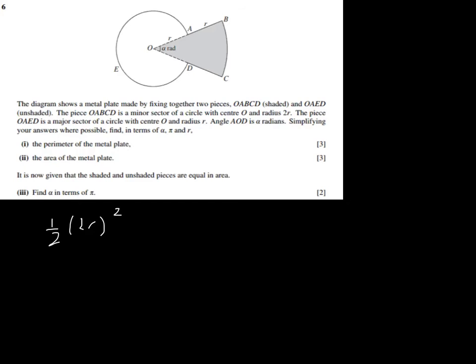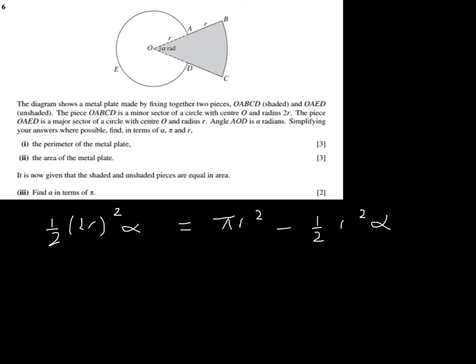times alpha. We know that that's got to be the same as the area of just the white part, which, if you remember, was pi r squared, because that's the area of the whole circle, minus the area of the small grey sector, which is half r squared alpha. So that's the first part there, setting up those two equations, equating them because you know that the areas of those two parts are equal in size.